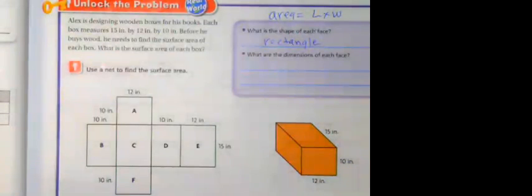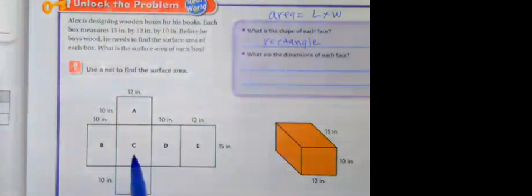And we know that an area of a rectangle, area equals length times width. So we can go length times width for each of the faces. So you take your shape and you open it up. So I like to look at it like this.